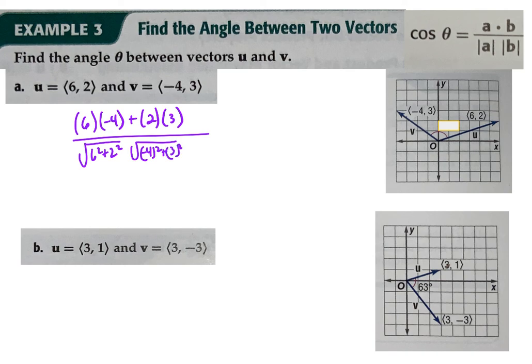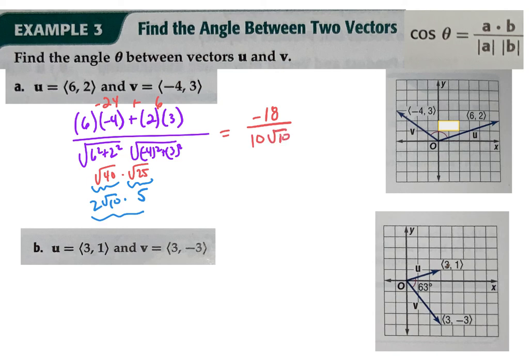All right. So simplifying this, we have negative 24 plus 6. So my numerator here is negative 18. Over here, 36 and 4 gives me the square root of 40, right? And then 16 and 9 give me the square root of 25. Are you multiplying them? Yes, those are being multiplied. Now what I would do is simplify these first, okay? The square root of 25 is going to simplify to 5, and the square root of 40 simplifies to 2 square root of 10, okay? And then I would multiply those. So my denominator is going to be 10 square root of 10, all right?